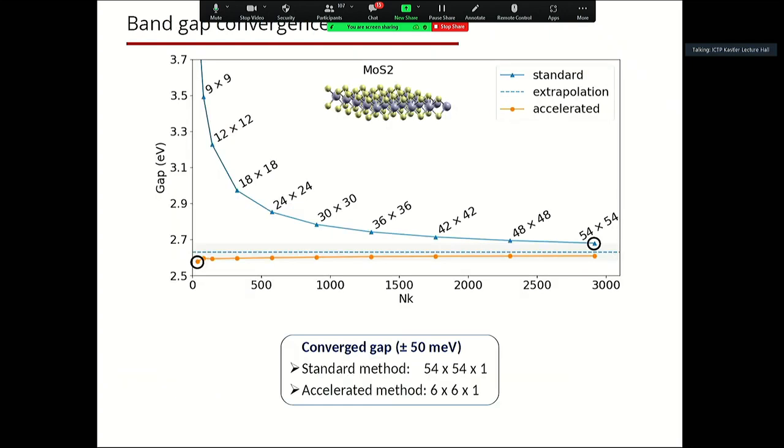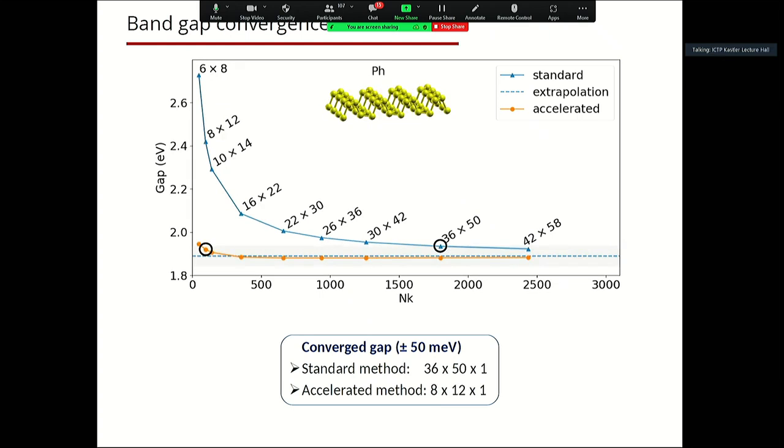Looking at the results for the gap, we can see that for the case of MoS2, even the first, so the coarser grid, is sufficient to obtain convergent gaps. And by convergent gaps, here I consider an error of 50 millielectron volt with respect to the extrapolated value at an infinite sampling of the Brillouin zone. And it can be seen here that the extrapolation is justified also by the fact that these two methods converge to the same extrapolated value.